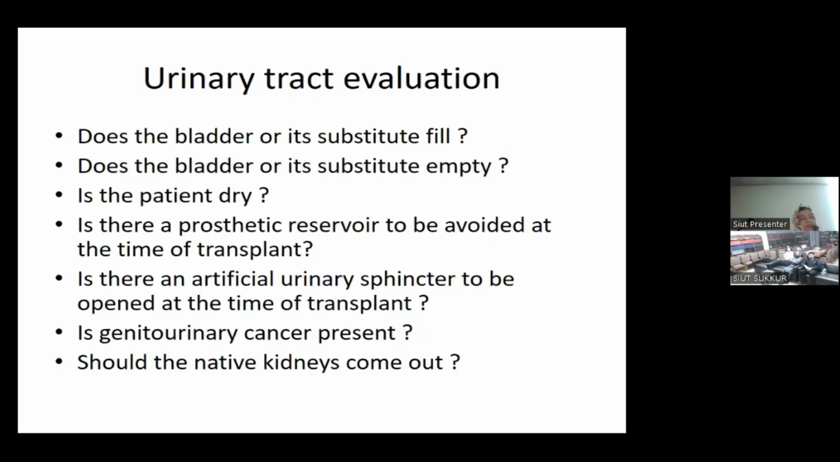Another important aspect in the pre-transplant evaluation is urinary tract evaluation. There are certain important questions that we have to answer before going for transplant. Does the bladder or its substitute fill? Is the bladder or its substitute empty? Is the patient dry? Is there a prostatic reservoir to be avoided at the time of transplant? Is there any artificial urinary sphincter to be opened at the time of transplant? Is any genitourinary cancer present? And should the native kidney come out?